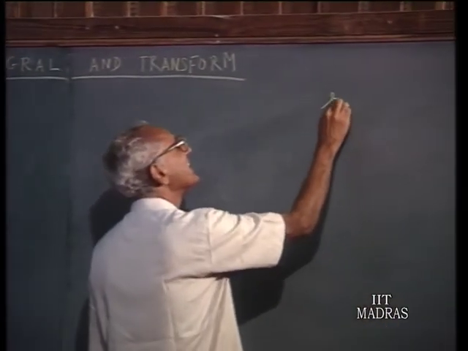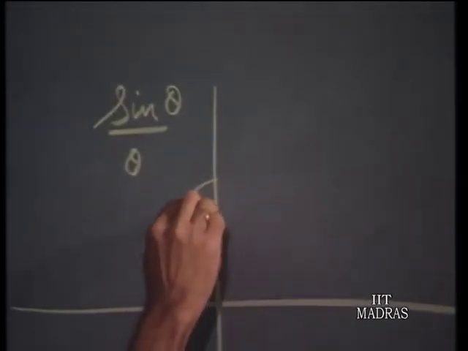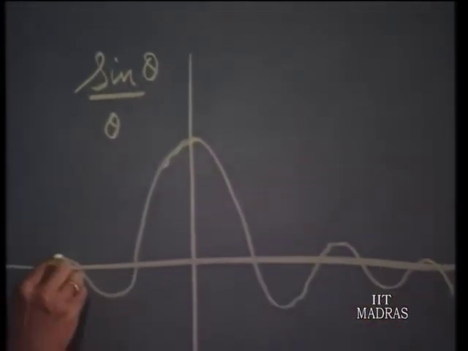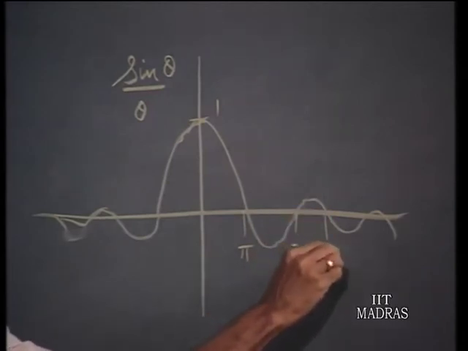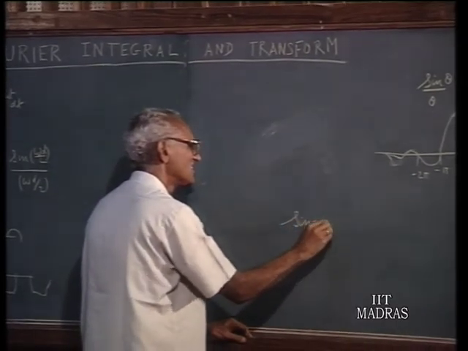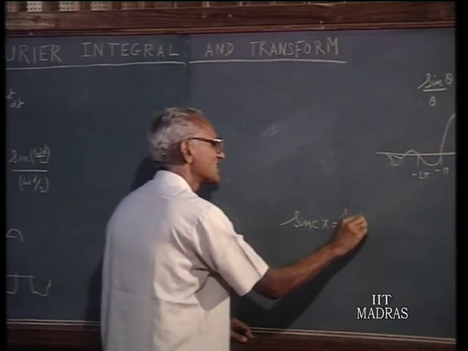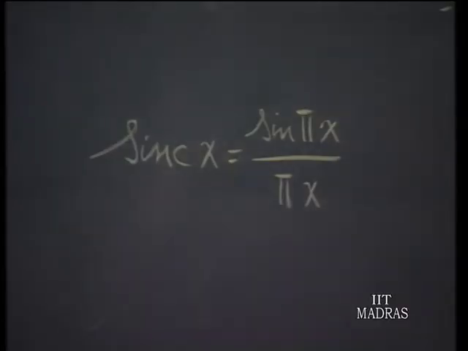We know that the sin theta by theta curve, which occurs frequently in Fourier transform theory, will be like this. This is 1, this is pi, 2 pi, 3 pi, this is minus pi, minus 2 pi, etc. Now, there is another function which is called sinc theta or sinc x. Sinc x is defined as sin pi x over pi x. This is a function in the literature that is defined as sin pi x over pi x.